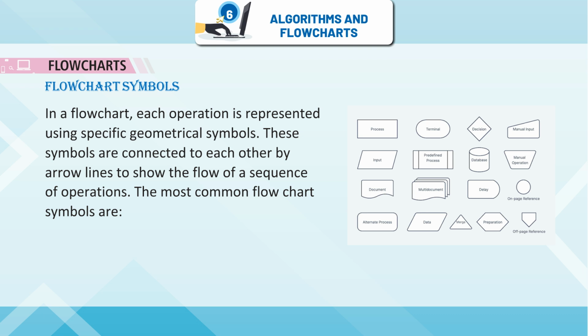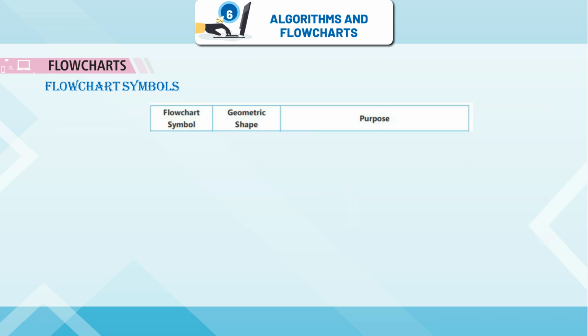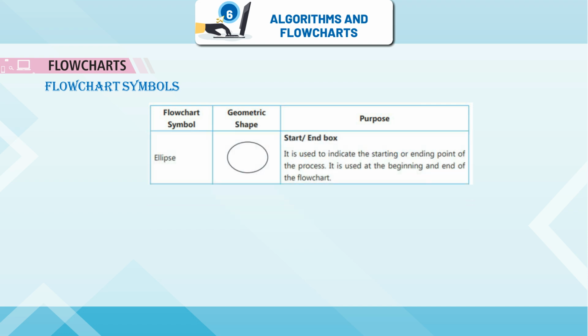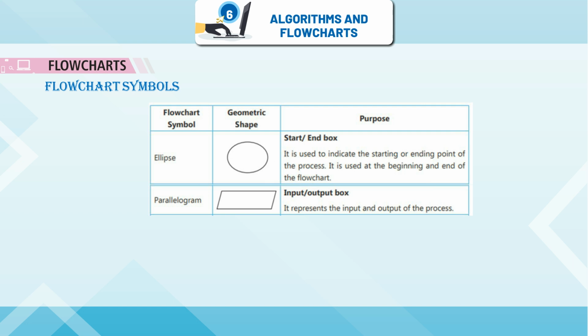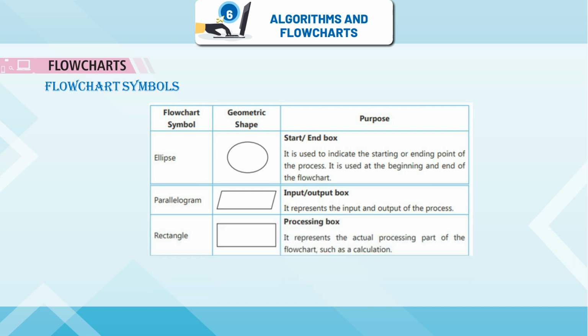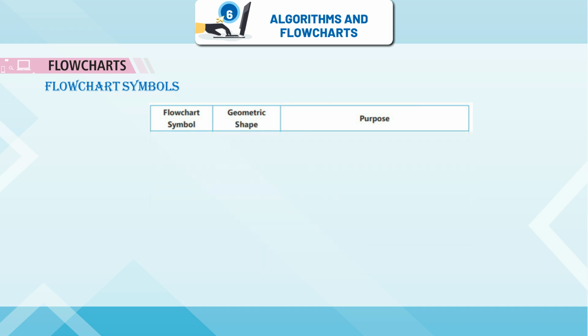The most common flowchart symbols are: flowchart symbol, geometric shape, purpose. Ellipse. Start or end box. It is used to indicate the starting or ending point of the process. It is used at the beginning and end of the flowchart. Parallelogram. Input or output box. It represents the input and output of the process. Rectangle. Processing box. It represents the actual processing part of the flowchart, such as calculation.